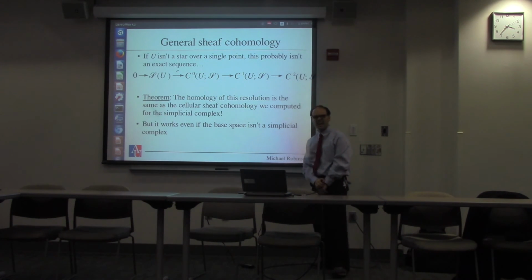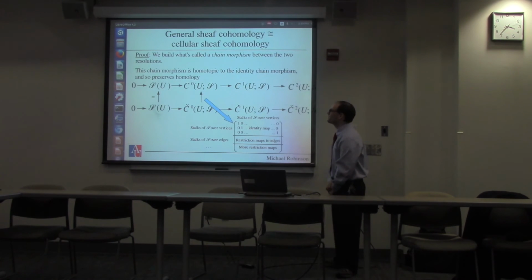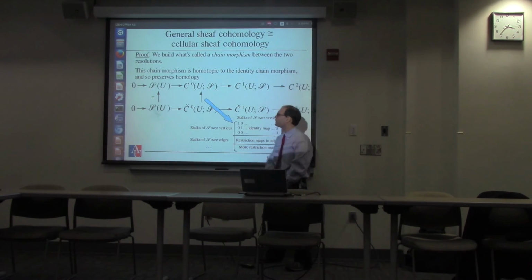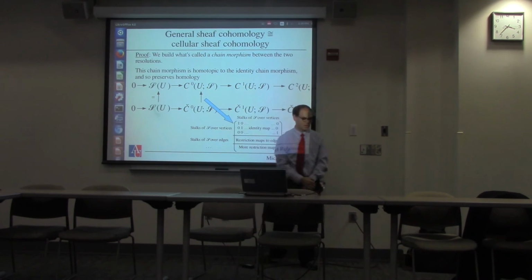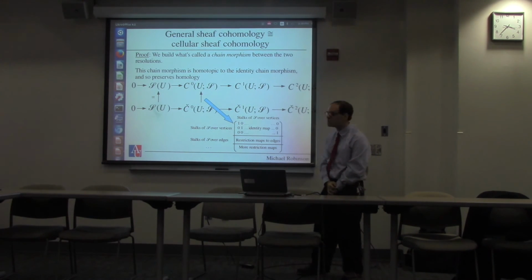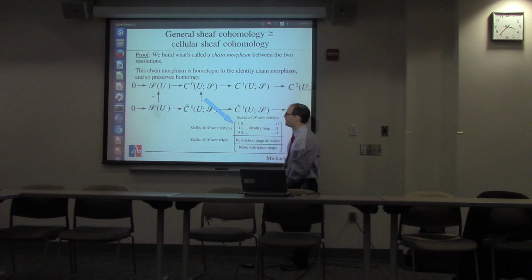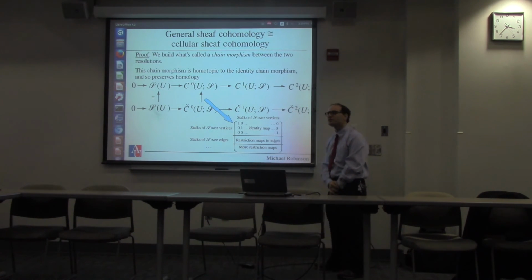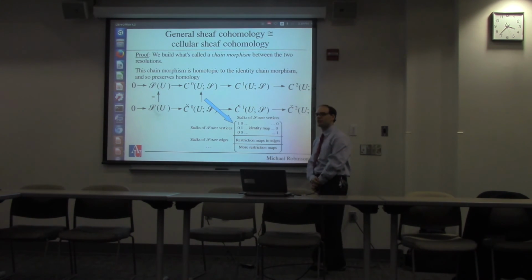And that's true. It actually is kind of intricate. Let me just give you the flavor of how this works. What you try to do is build a map between these two exact sequences of sheaves, these two resolutions of this sheaf. And that map has got to be something that's very nice. That map has to preserve homology. It, in fact, has to be a chain homotopy, as it's called. I won't prove that it's a chain homotopy. That's the hard part. I'll show you just how to build the map. And that's the easy part.